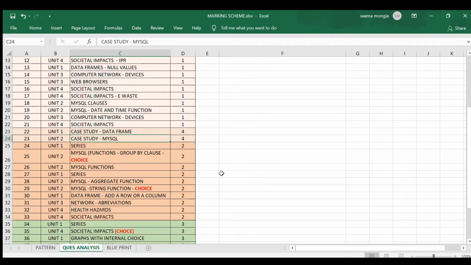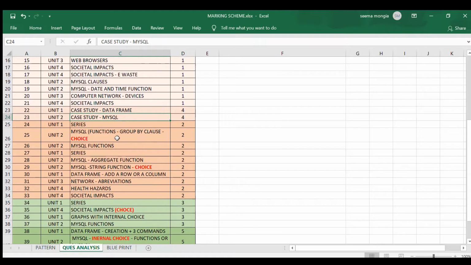That is internal. If I talk about choices, there was one choice given in a MySQL question in the 2 marker questions. Another choice is given here in MySQL again, in string functions. So that means there are more chances of getting a choice in MySQL, but we can't say right now whether the choice will be there in data frames or series.